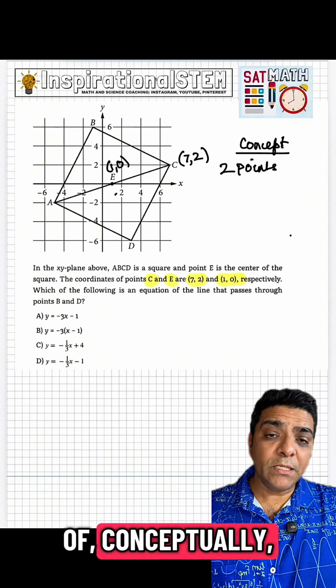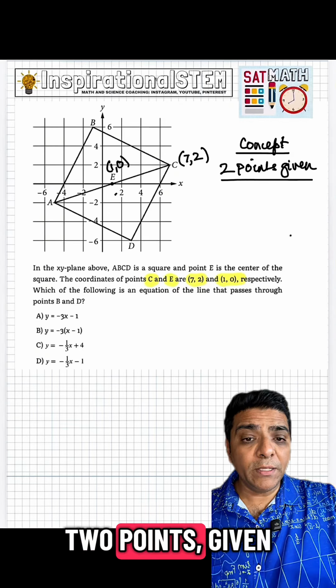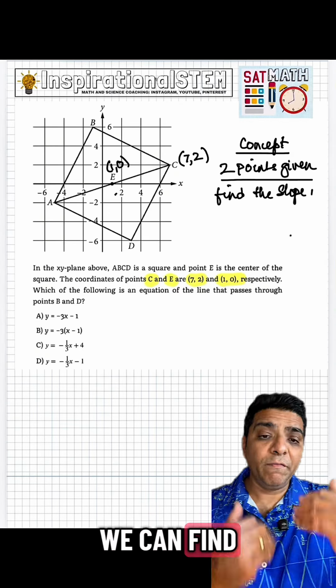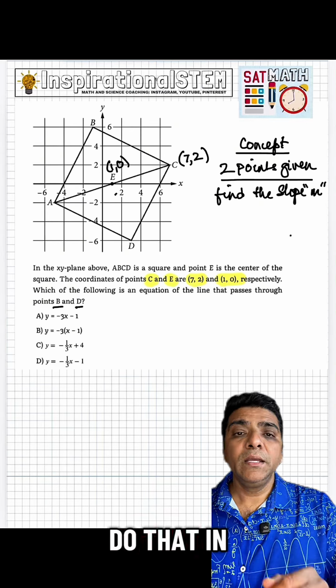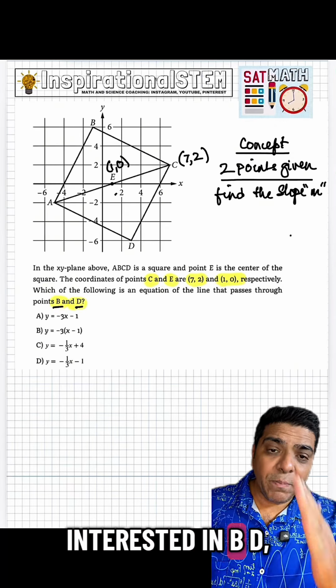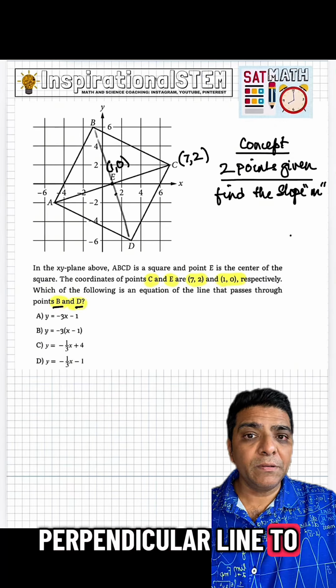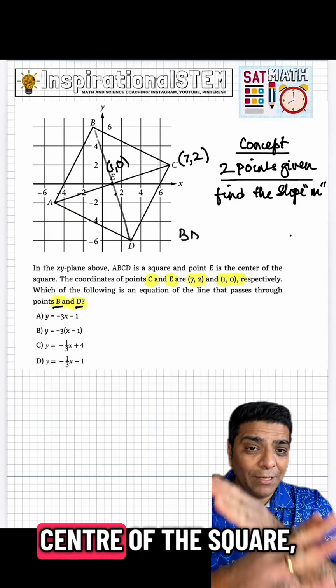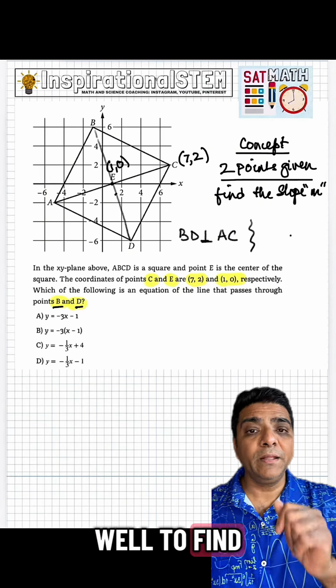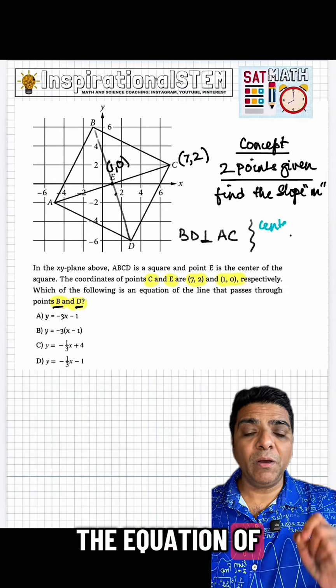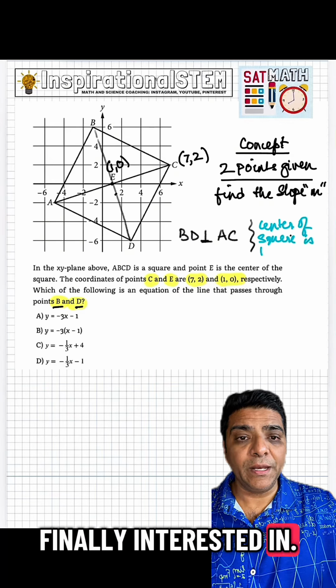So we know conceptually that when we have 2 points given the coordinates of those, we can find the slope of that line AC. So we can go ahead and do that in just a minute. But we're actually interested in BD, which is a perpendicular line to AC. Why? Because they're both going through the center of the square and that makes them perpendicular. We're going to use that information as well to find the equation of BD, which we are finally interested in.